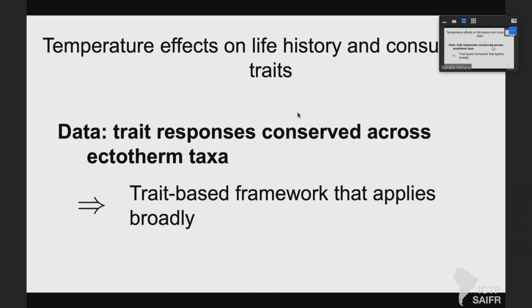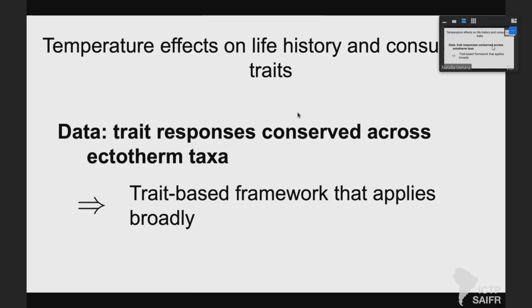Okay, so what we know from several large-scale analyses is that these trait responses, the qualitative nature of these trait responses, exponentially increasing, left-skewed, or Gaussian, tend to be conserved across different ectotherm taxa. And that's really encouraging. That means we can develop a trait-based framework that can apply broadly to all multicellular organisms, in fact to unicellular organisms. The difference between unicellular and multicellular is that they don't have a maturation, right?